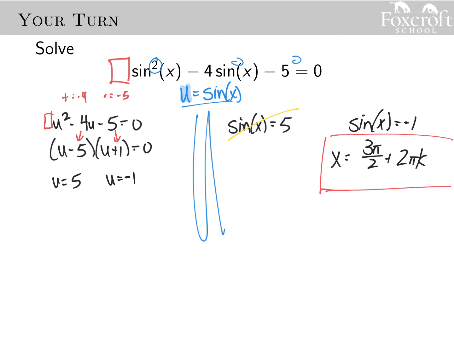All right, so this left-hand side, again, is just solving that quadratic that I get when I replace the sine with u. And remember, u is actually a placeholder for sine. So sine is 5. That's never going to happen because the biggest sine ever gets is 1. Sine is -1. All right, the y value -1 happens at the very bottom of the circle. 3 pi over 2 in radians, again, plus 2 pi k.